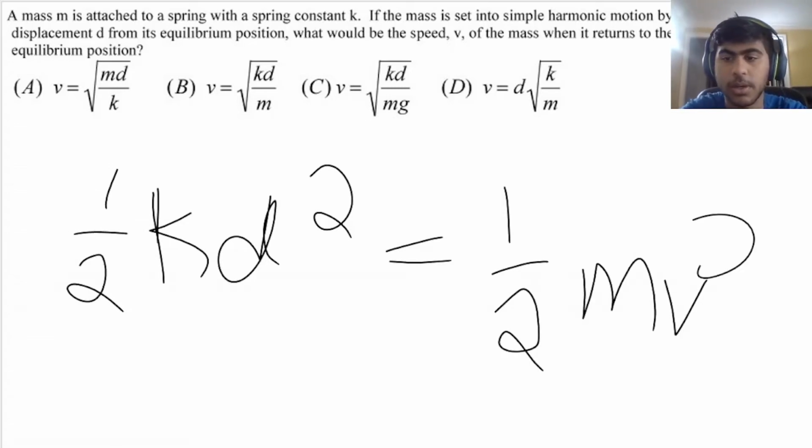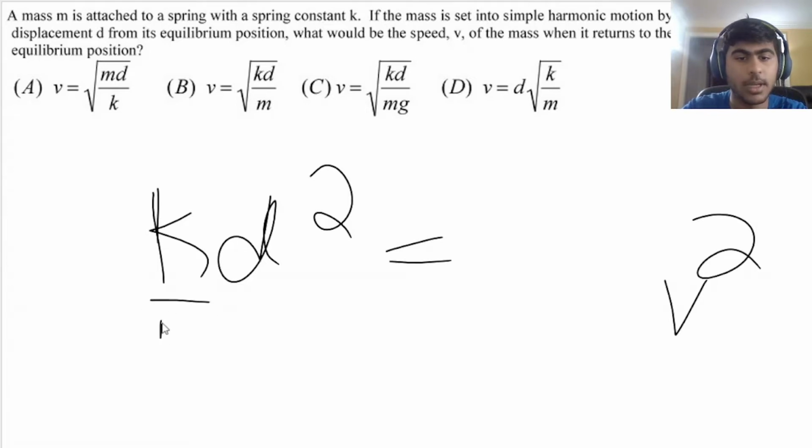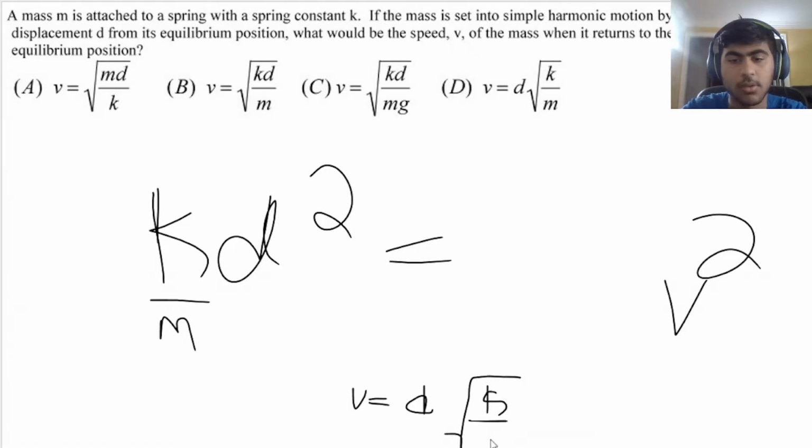mv squared. Now we can cross out the 1/2 on both sides. We can divide by this m, and then take the square root of both sides to find that v equals d times the square root of k over m. This is answer choice D, so that is our answer.